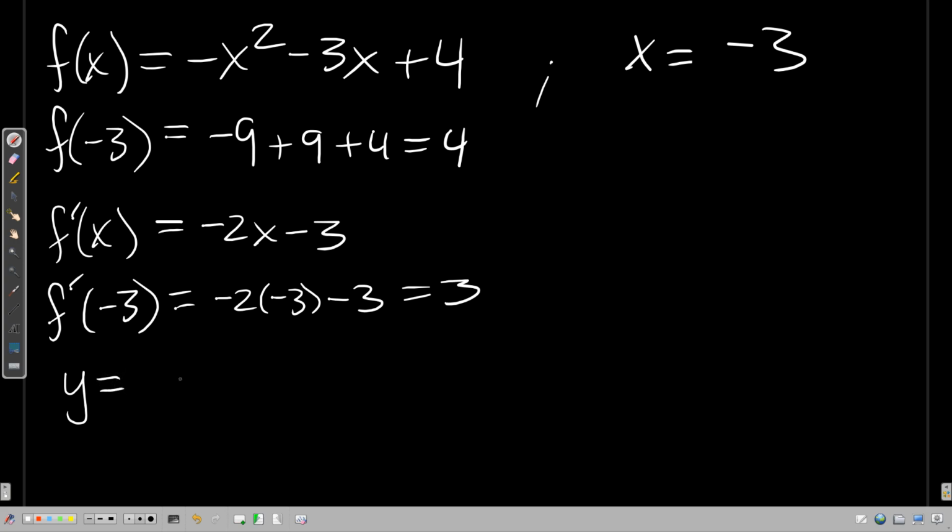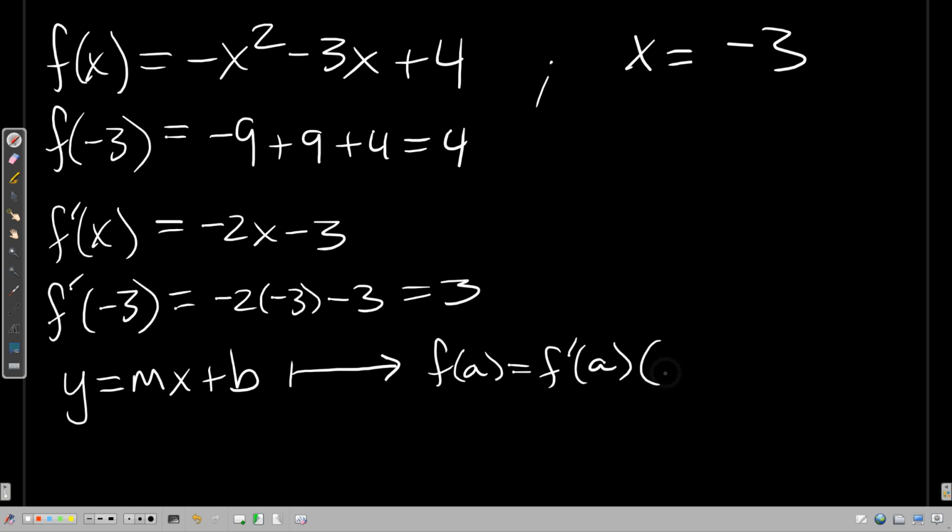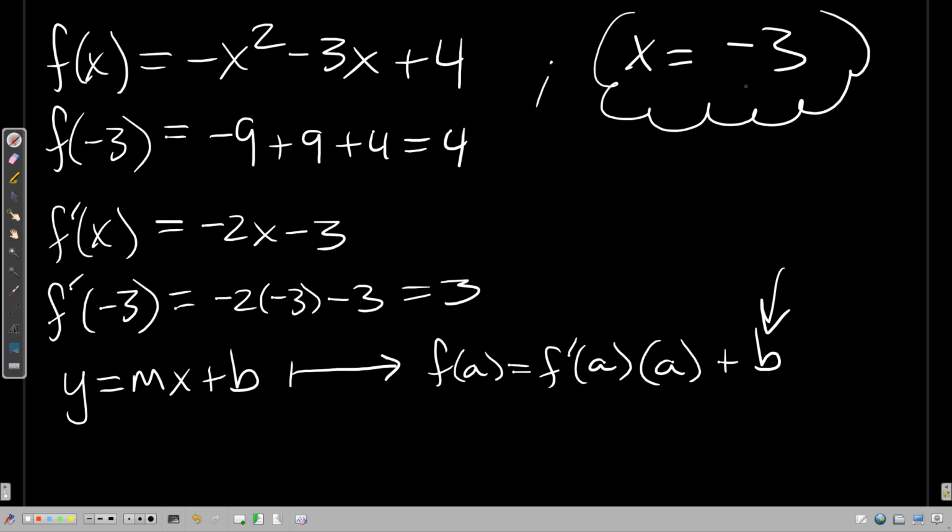You know that lines in slope-intercept form look like this, but b is what you won't know. In fact, let me rewrite this. This is the same thing as saying f of a is equal to f prime of a times a plus this number b. And b is what you are looking for. And a is this guy, minus 3. That's what we evaluated these things at, was minus 3.